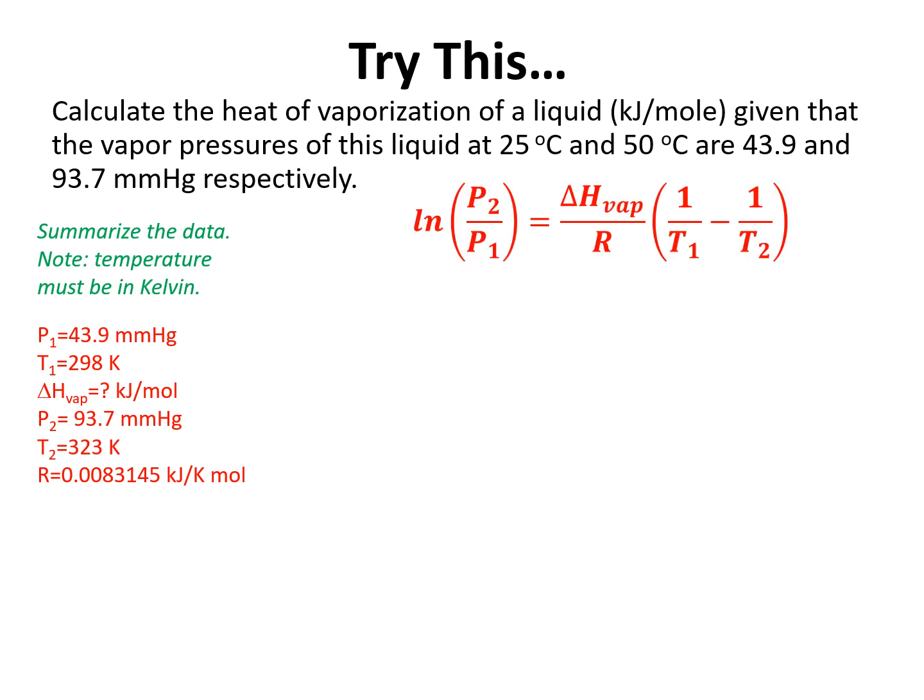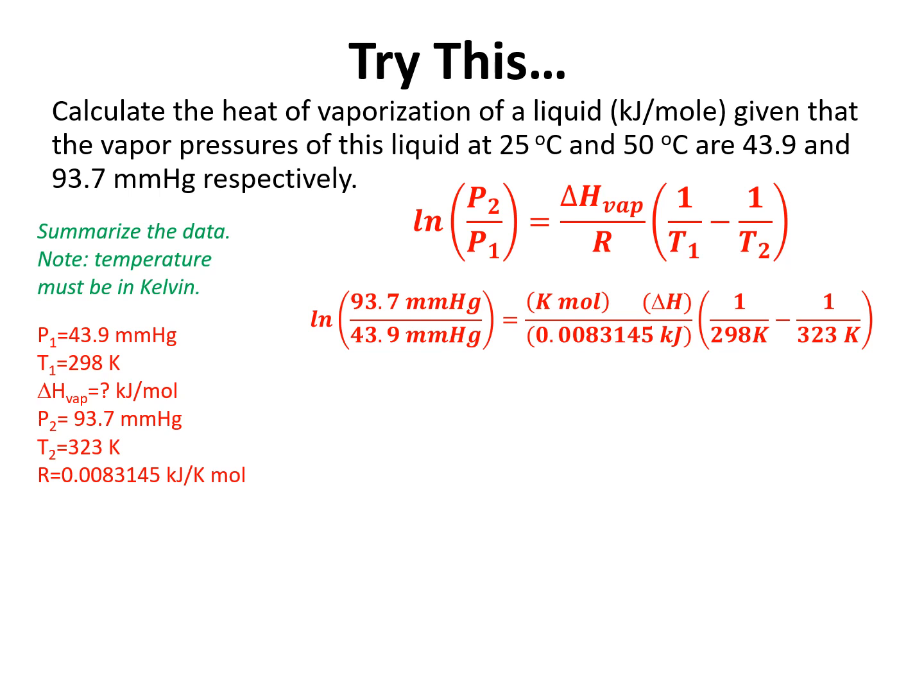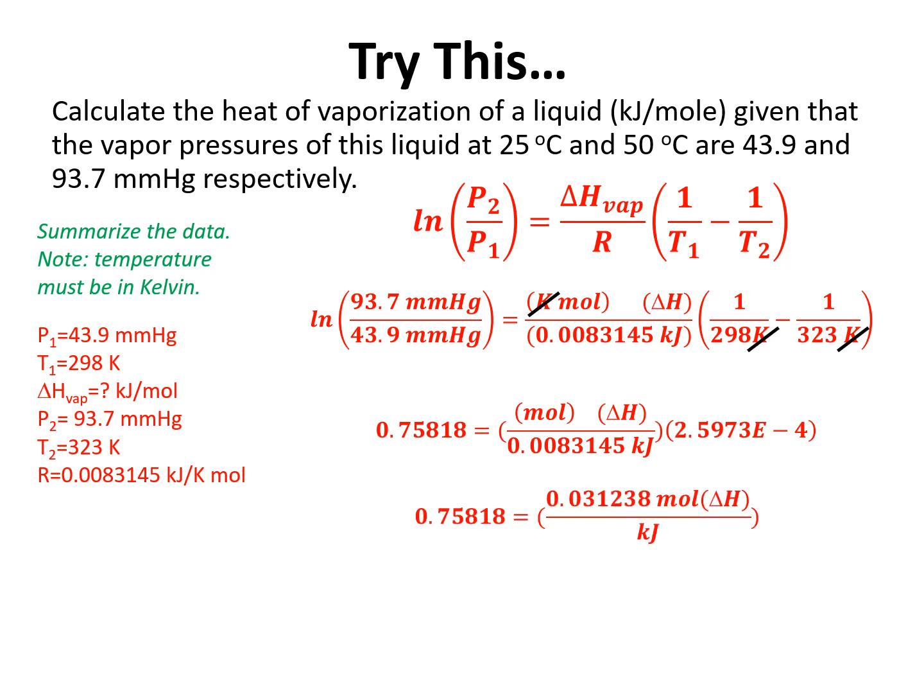Write out your Clausius-Clapeyron equation. Plug in the given variables and the unknown variable into that equation. And notice here the unknown variable is delta H. Cancel out units that cancel out. Solve the terms on both sides of the equation. Rearrange and solve for delta H. And delta H ends up equaling positive 24.3 kilojoules per mole.